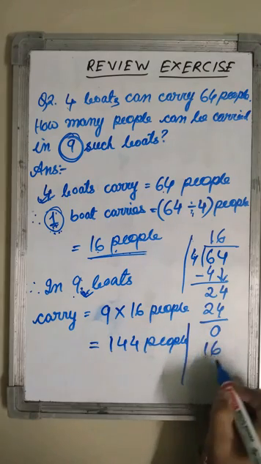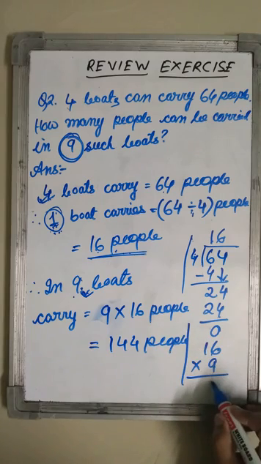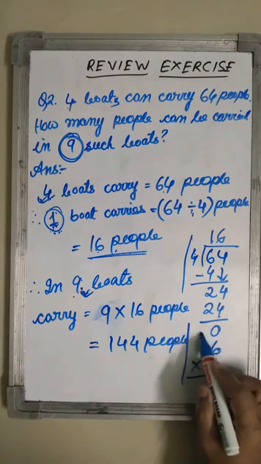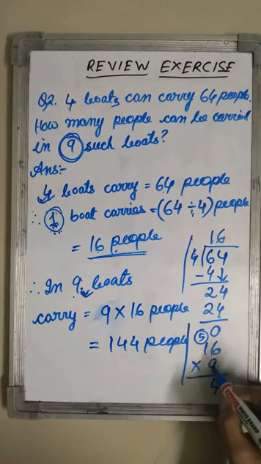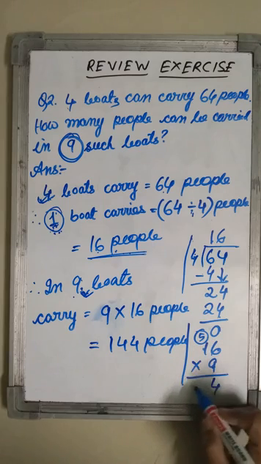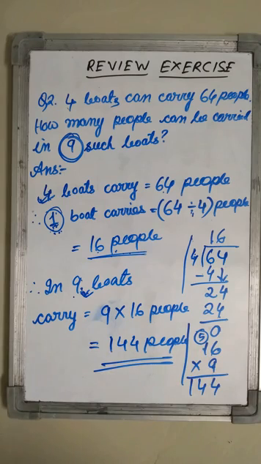So you do the rough work. 9 into 6 is 54. 5 will be carried forward to the next higher place. 9 into 1 is 9, plus 5, it is 14. So the answer is 144. This way you have to do.